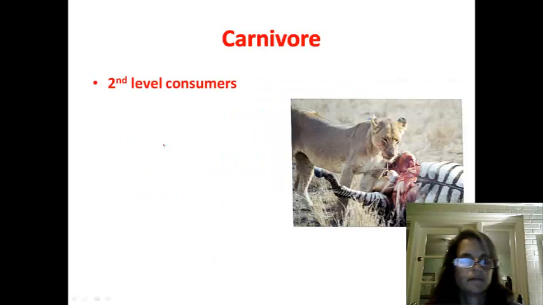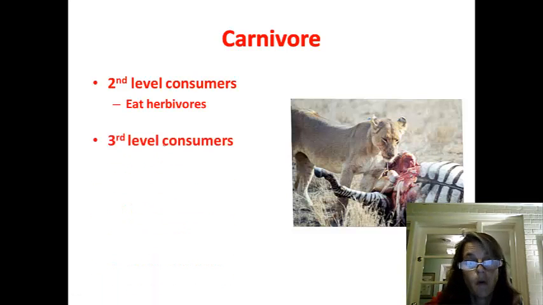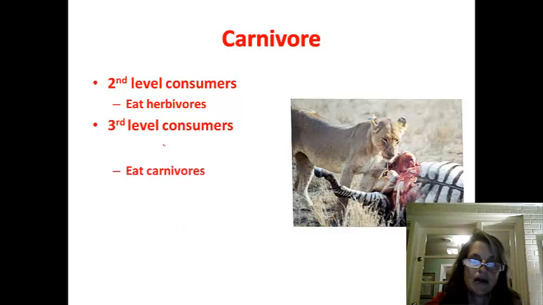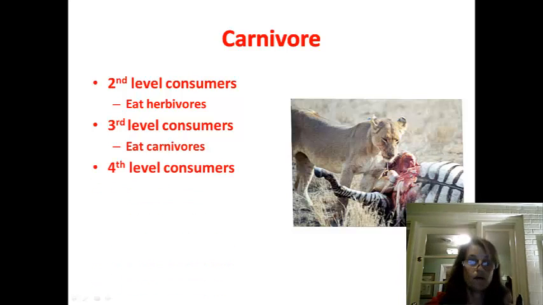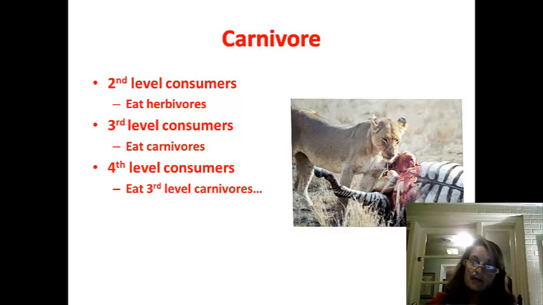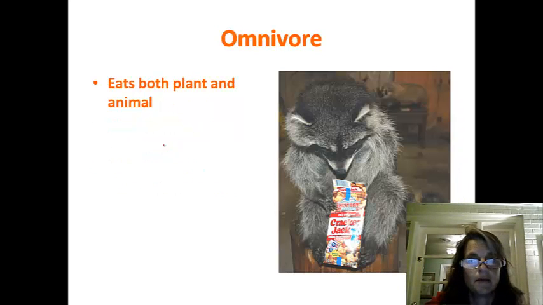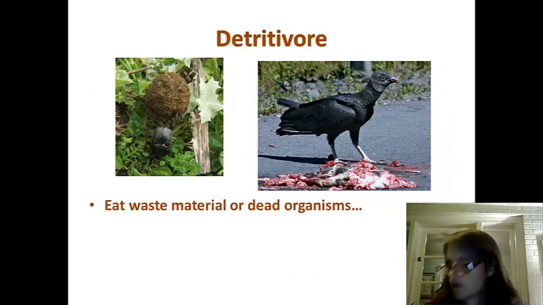There are carnivores, second-level consumers that can eat herbivores, for example. Or you could have a third-level consumer that can eat those carnivores, those second-level consumers. Or you could even have fourth-level consumers that eat those third-level carnivores. So there can be quite a lot of levels of different consumers or carnivores in an environment, in an ecosystem. There are omnivores that eat both plant and animal material. That's a cute little omnivore. There's some other little omnivores I know. We, of course, are all omnivores.